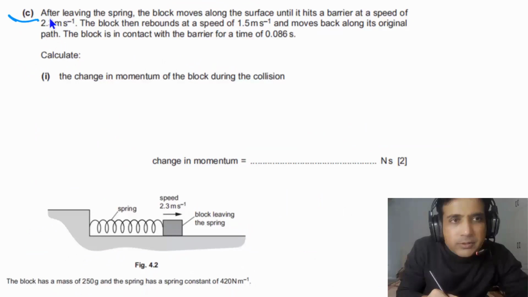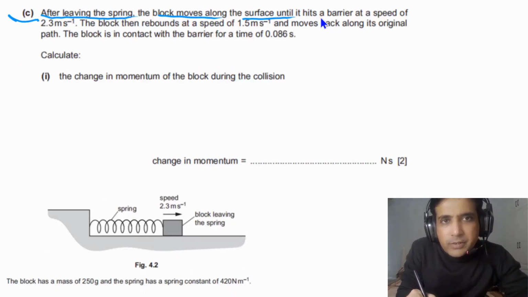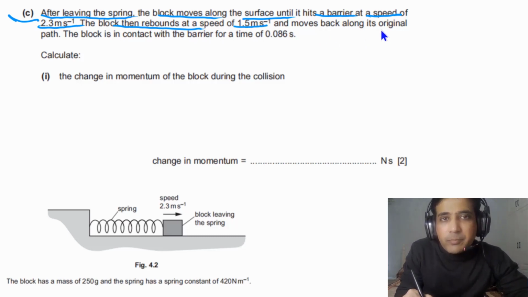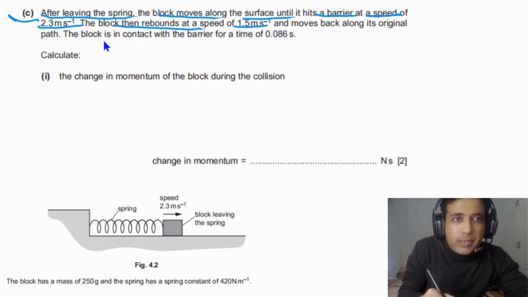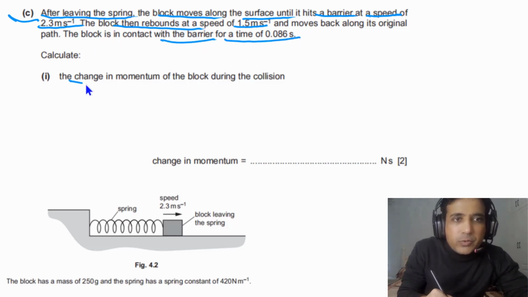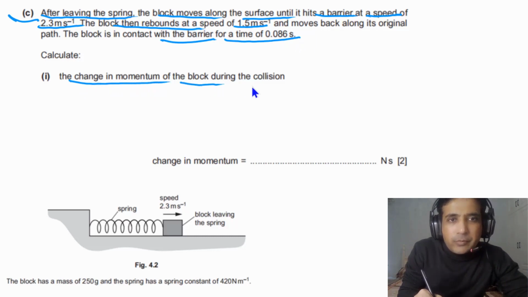For part C, it is given to us that after leaving the spring, the block moves along the surface until it hits a barrier at a speed of 2.3 meters per second. The block then rebounds at a speed of 1.5 meters per second and moves back along its original path. The block is in contact with the barrier for a time of 0.086 seconds. We need to calculate the change in momentum of the block during the collision.